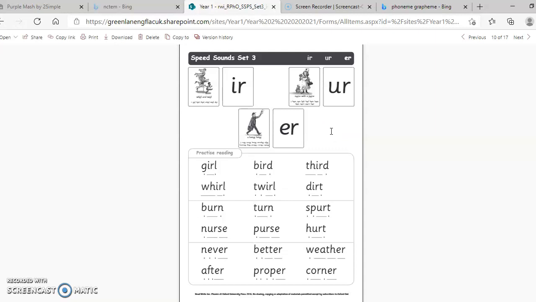Okay, if you can't find the worksheet in your work pack, then you could just write these words down or pause this video now, couldn't you?